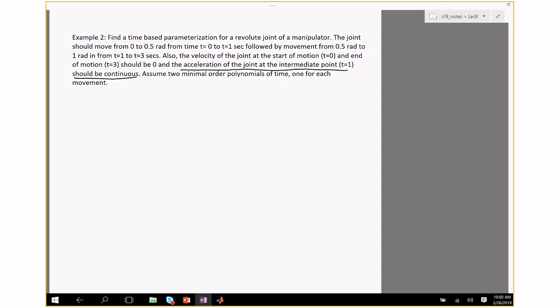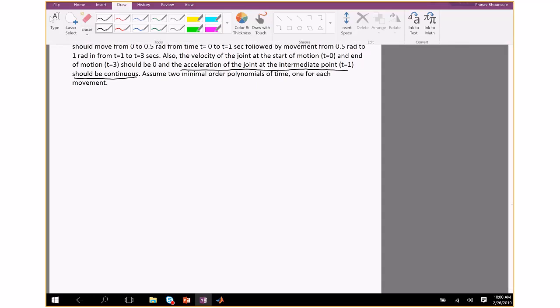Okay, last time I stopped at this particular problem. I'm going to complete this problem. So it's going to be sort of a review for you if you've already gone through my previous problem on moving a joint from one position to another, but there's an intermediate position defined. So let's read the question and then solve it.